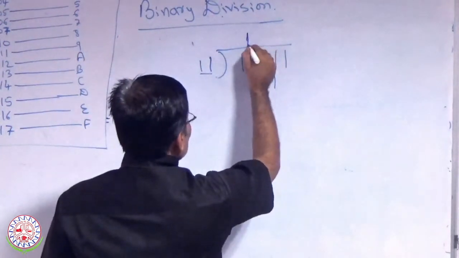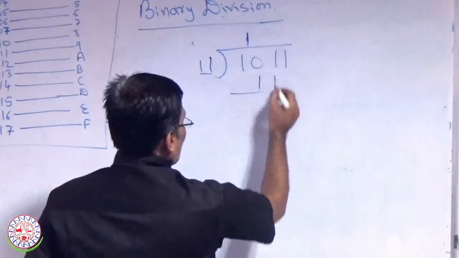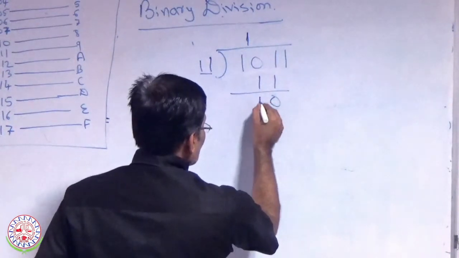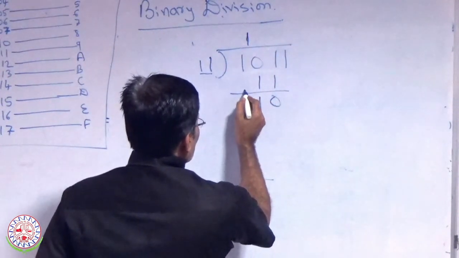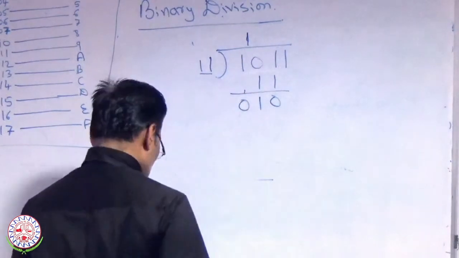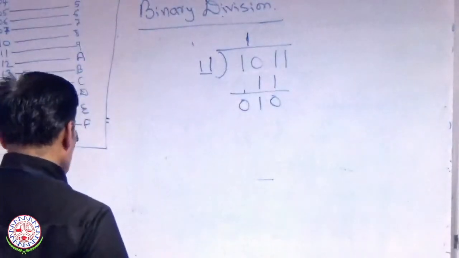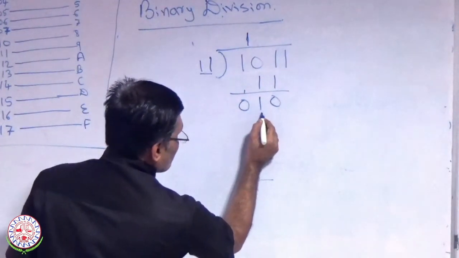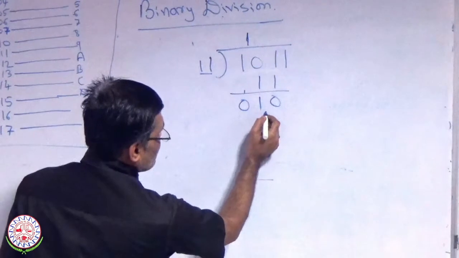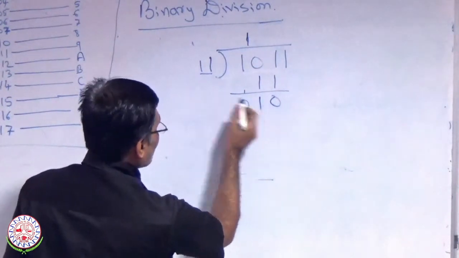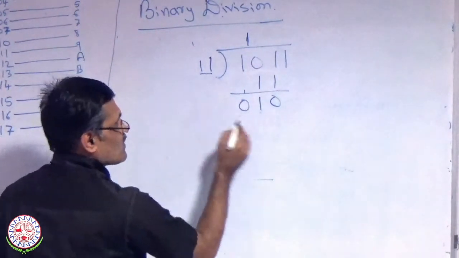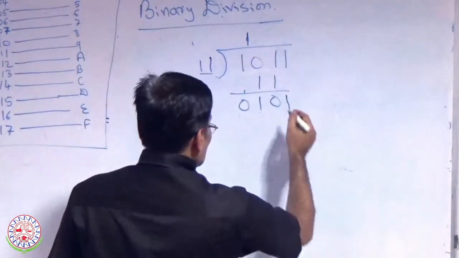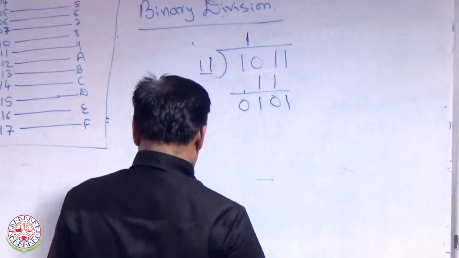So subtract. You already know 1 minus 0, 0 minus 1. This is 1 and borrow is this, and 0 0 1 0. Again, in this case, the remainder that is being generated is again less than this divisor. So we will borrow 1 here. So we will consider the next one.